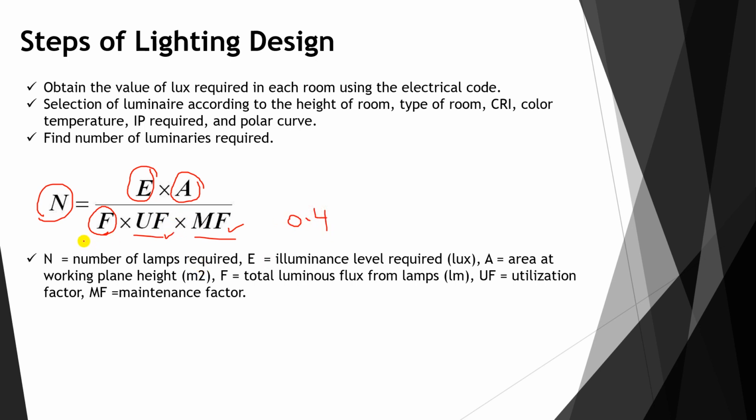F is the lumens produced by our luminaire. We will get it when we select our luminaire. E, the lux required, depends on the type of room. And the area is, of course, given, the area of the room.